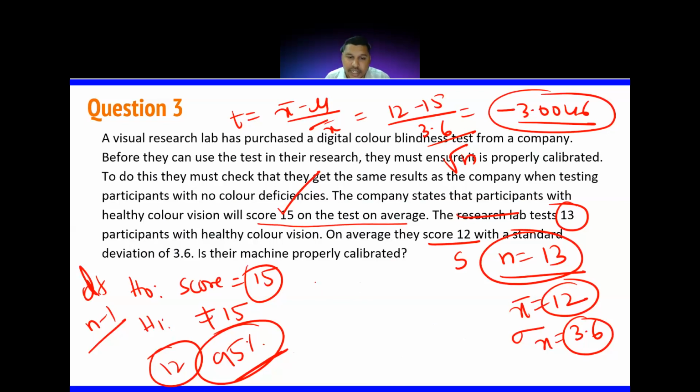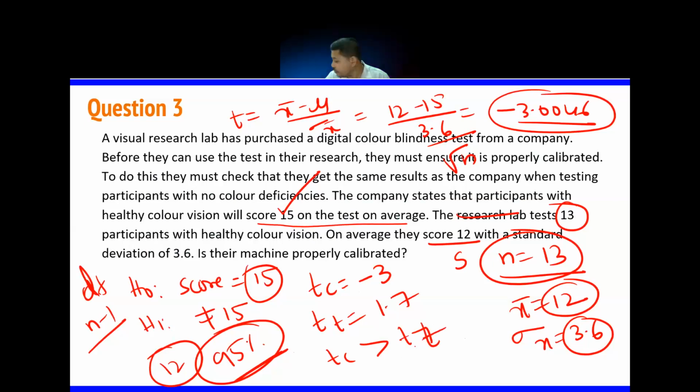So the T calculated is -3, T table is 1.7. So T calculated is greater than T table, right? When you get a negative value, we have to ignore the sign. So this is greater than T table, therefore H naught is rejected.